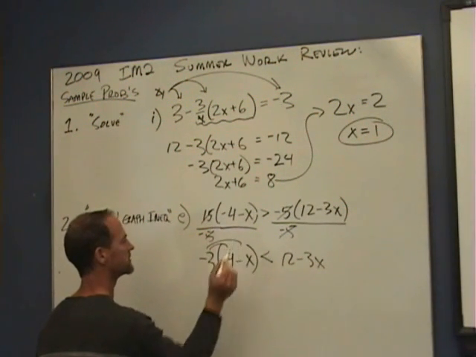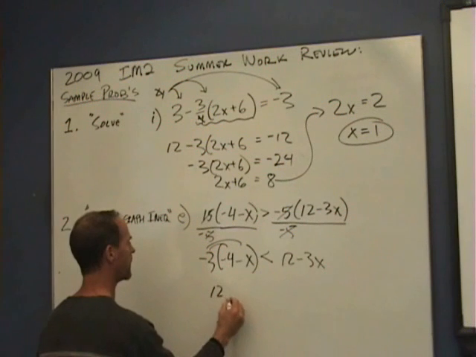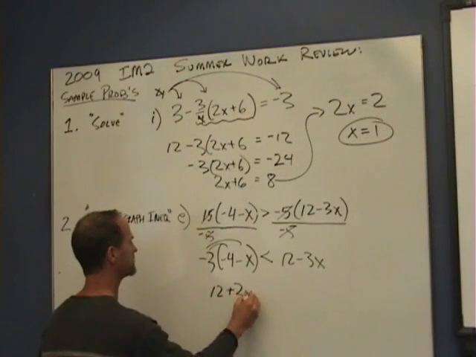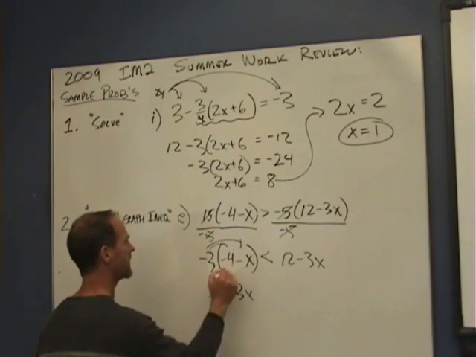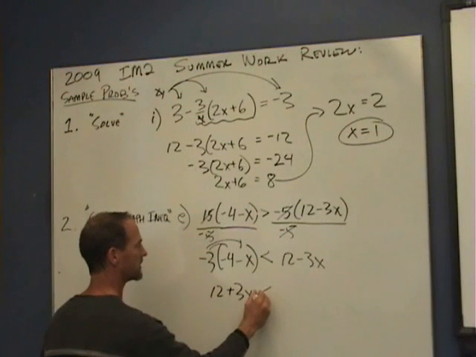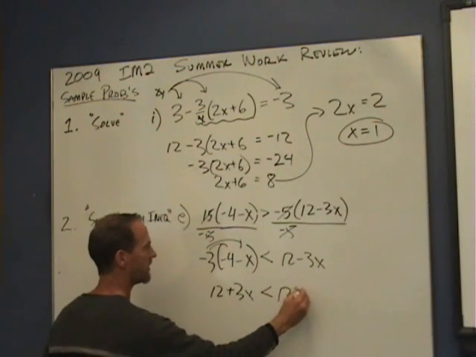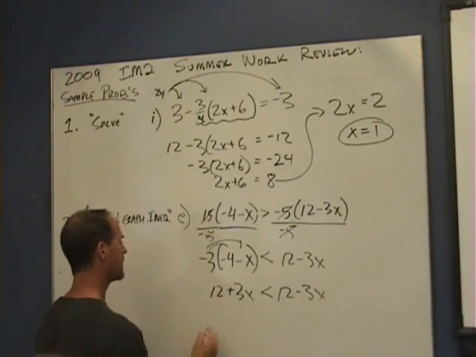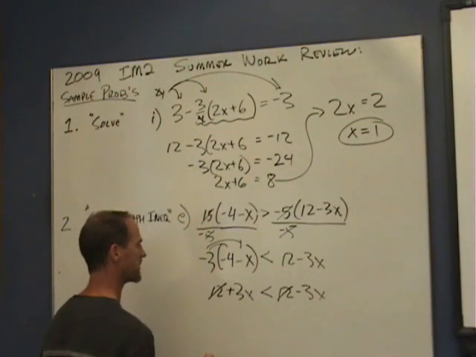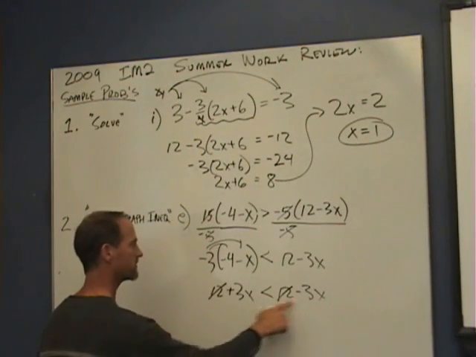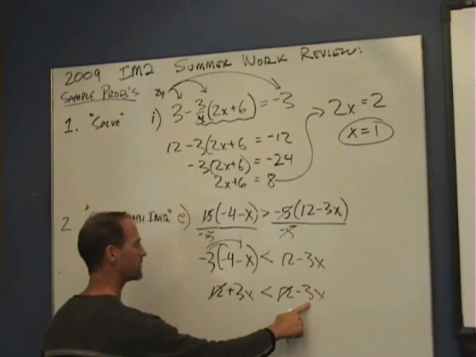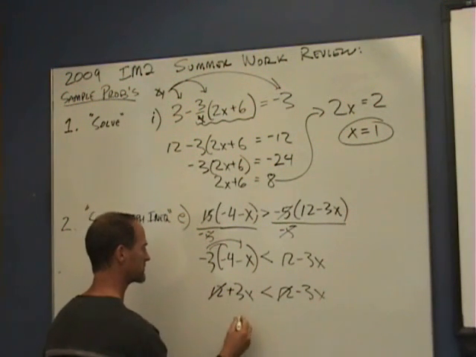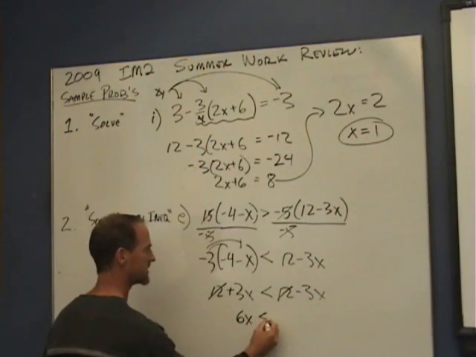Then I go to solve this, and I distribute in, I guess I'll do that first, and I get positive 12 plus 3x because I bring in the minus sign to that, and then I've got this is less than 12 minus 3x. Now I can cancel the 12s from both sides, okay? But be careful here, these do not cancel. I'm going to add 3x to both sides, and I get 6x is less than 0. I can now divide both sides by 6, and I simply get x is less than 0.